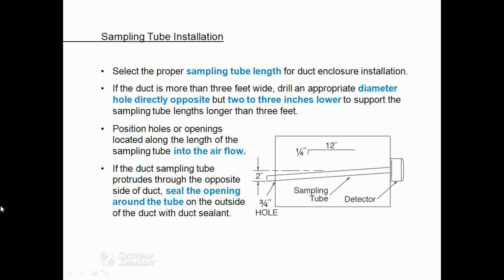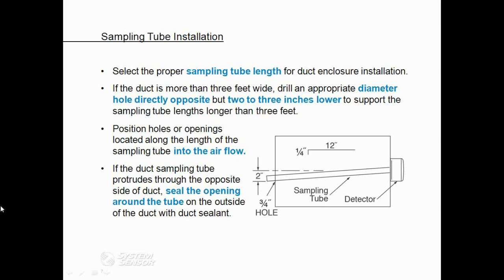First, be sure to select the proper length sampling tube. For sampling tubes that are shorter than the width of the duct, you just slide the sampling tube in, ensure that end cap is installed, and the sampling tube will just snap right into place. Sampling tubes that are over 3 feet long should either be supported at the opposite end of the duct smoke detector or should be supported within the duct.